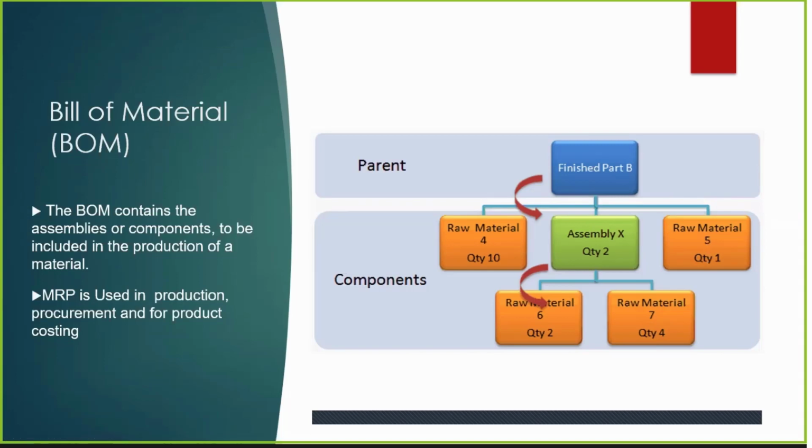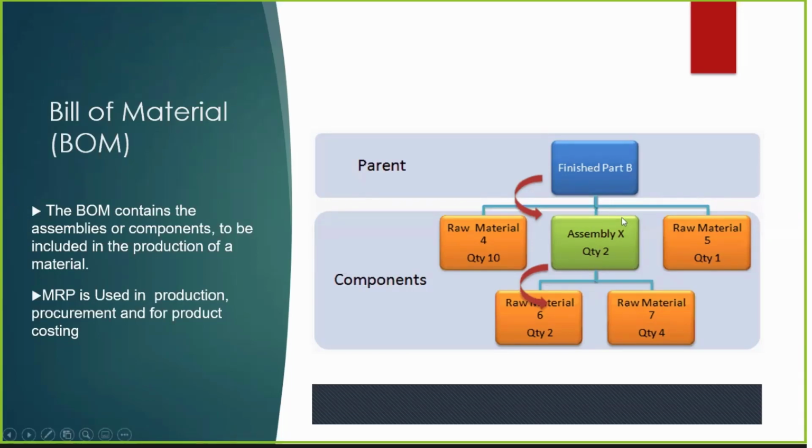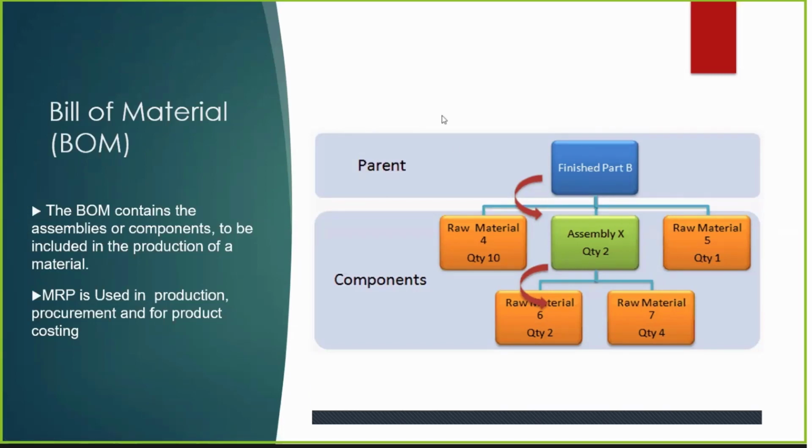Okay. Is it clear what bill of material means? Yes. Okay, I'll give you a small example. If I want to build the finished product B, I want to build 10. How many raw material 7 do I need?